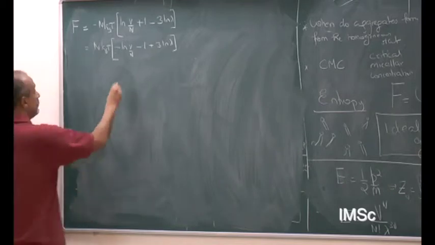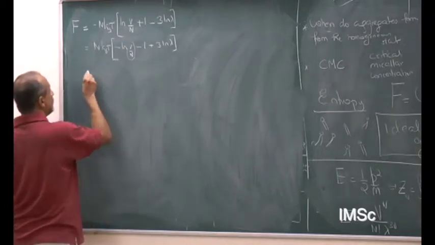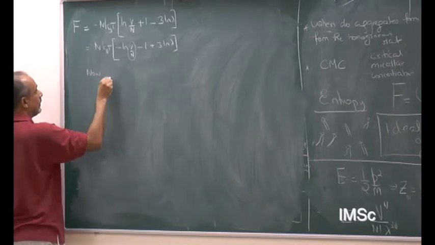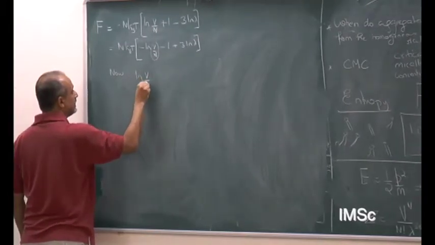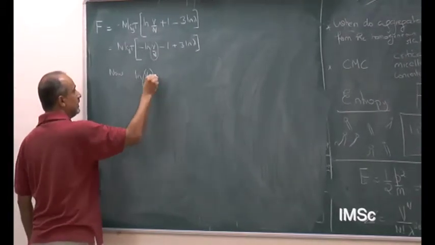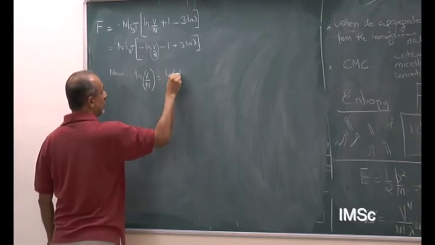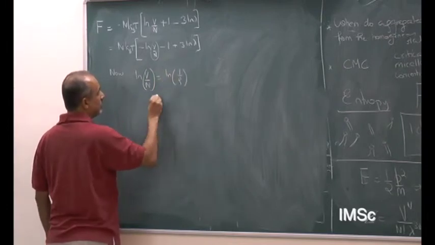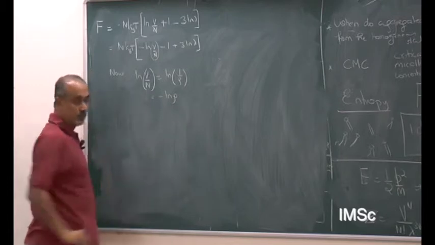Okay? Now V divided by N, so now log of V divided by N is log of 1 by rho, which is minus log of rho.